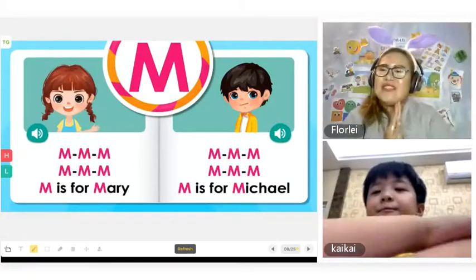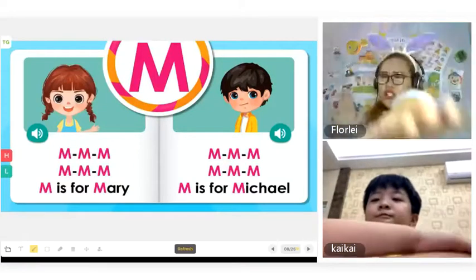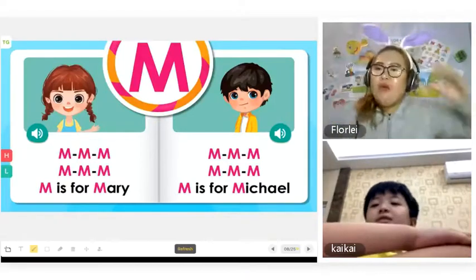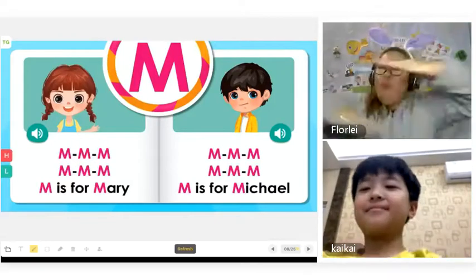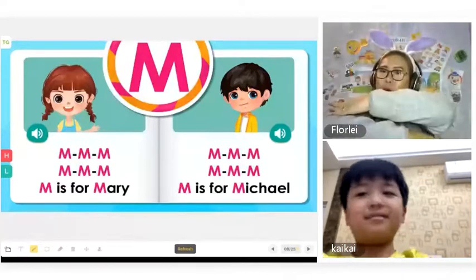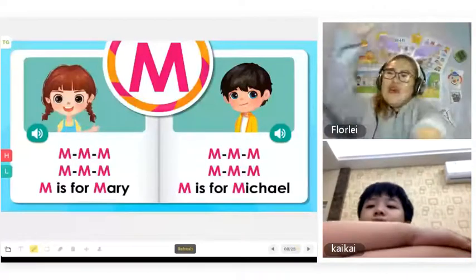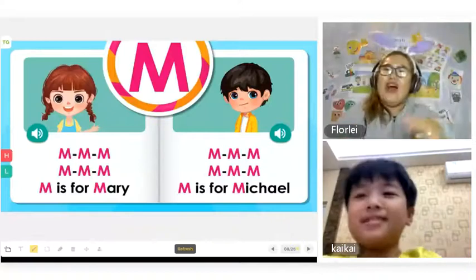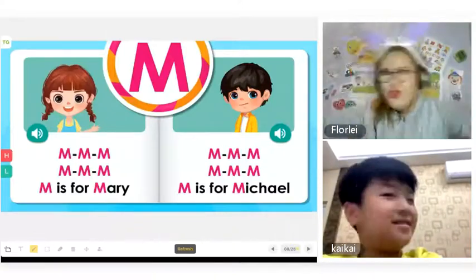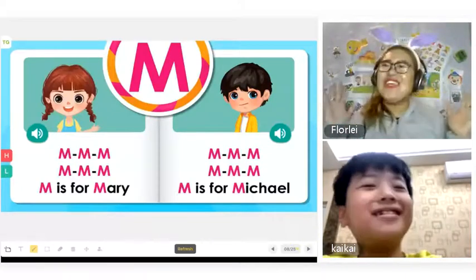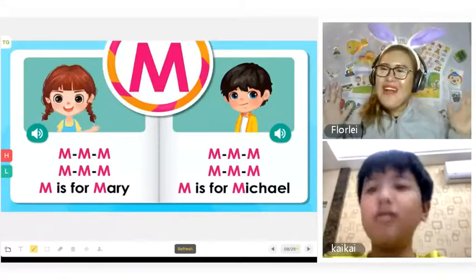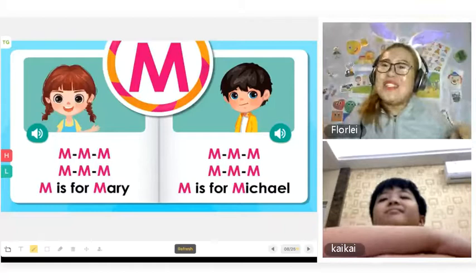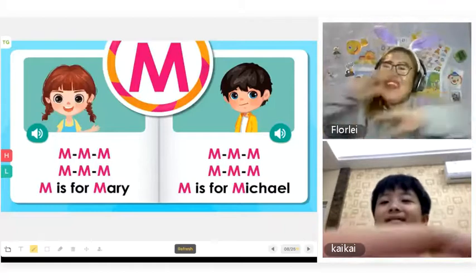Now let's go to page 9. Let's swim. How do you swim, Kai Kai? Is that the way to swim? No, this is the way we swim. No, how about this one? No. How do you swim? Is that the way you swim? You're just floating.